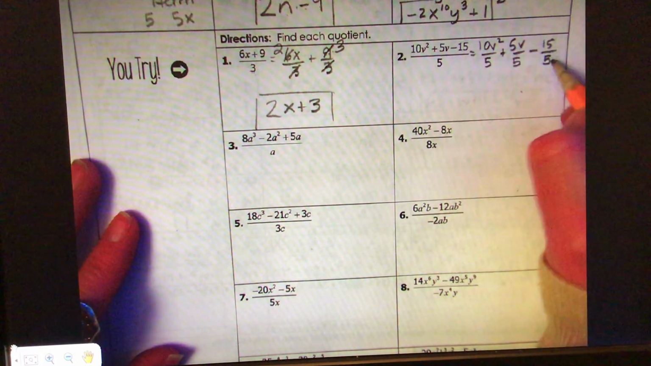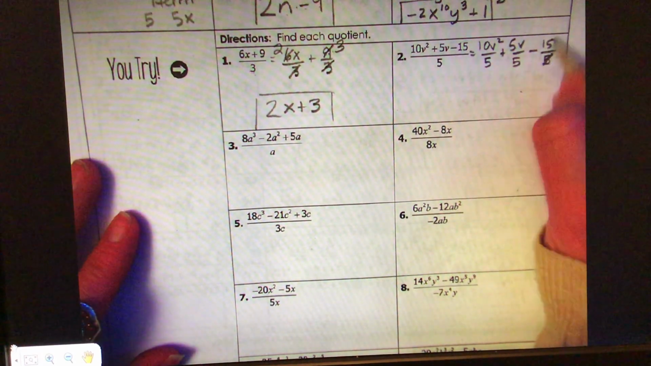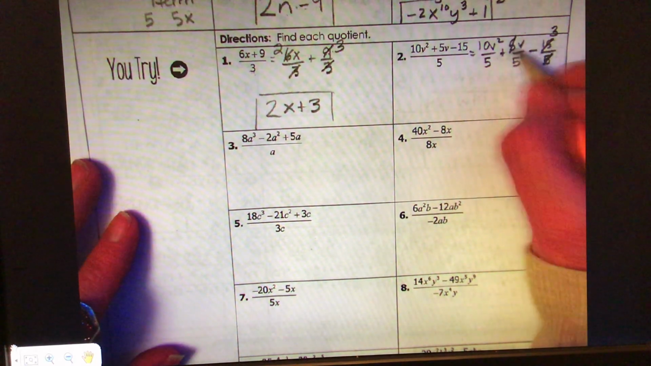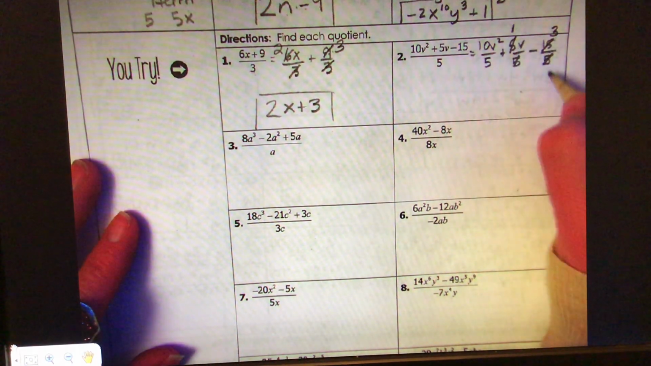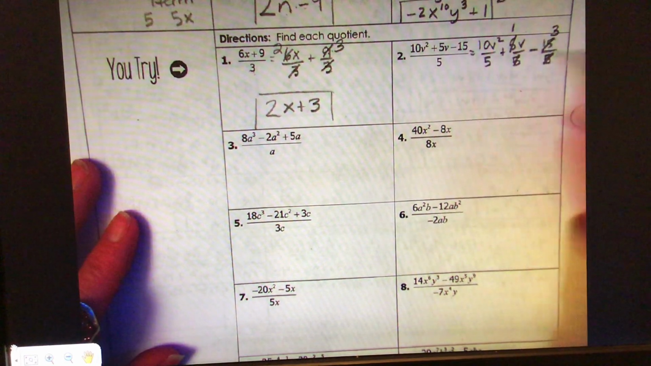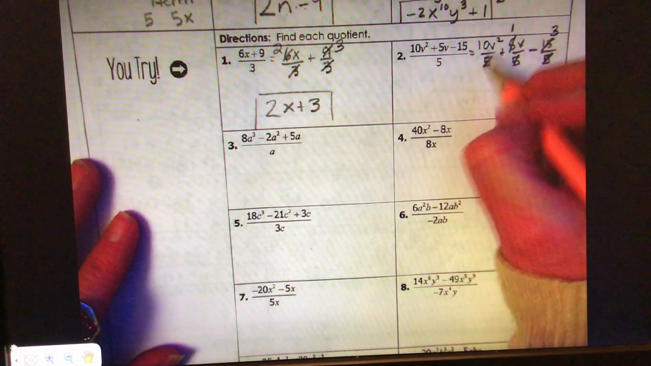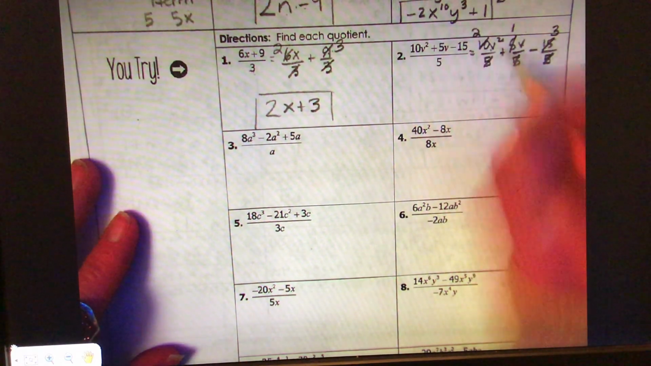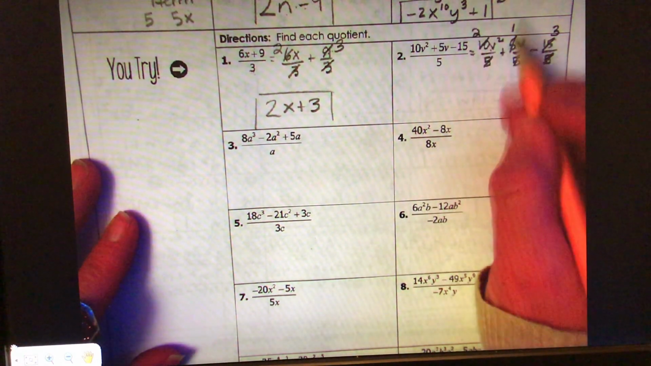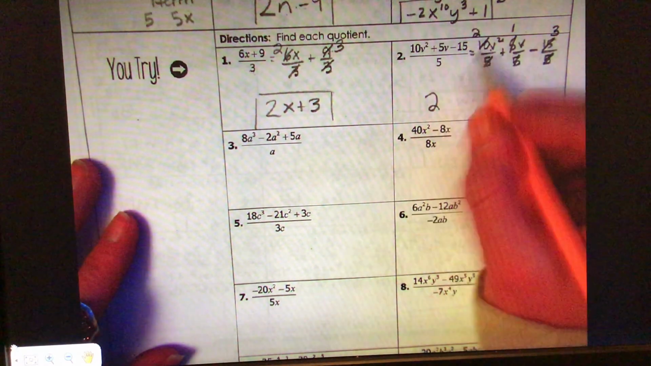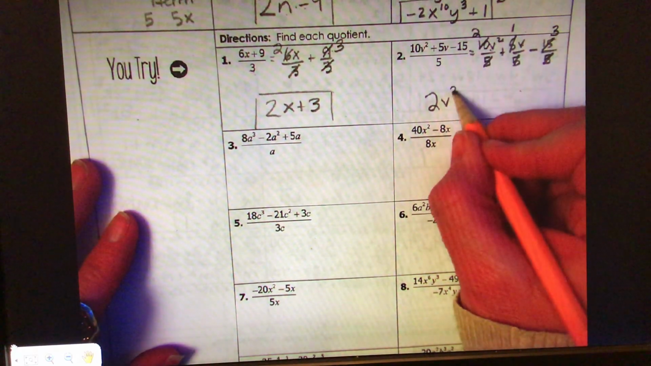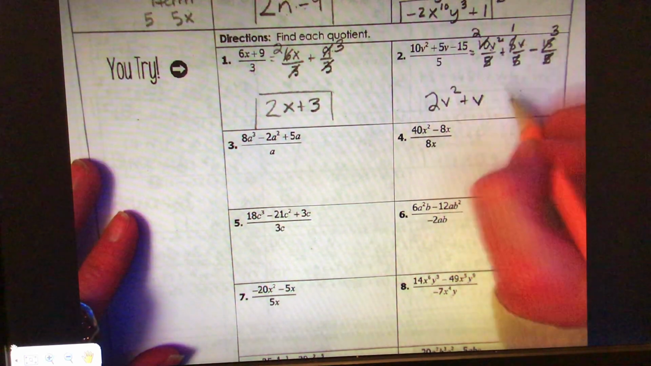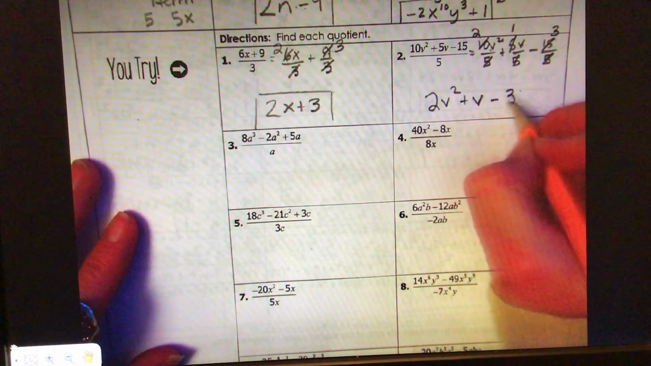Well, I'm going to start over here because I think this is a neat one. 5 goes into 15 3 times. 5 goes into 5 1 time. So basically I have v. 5 goes into 10 2 times, and I have v squared. So now, let's see what I have left over. I have 2v squared plus 1v minus 3. Voila.